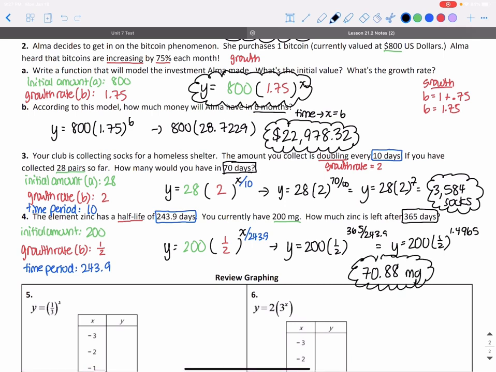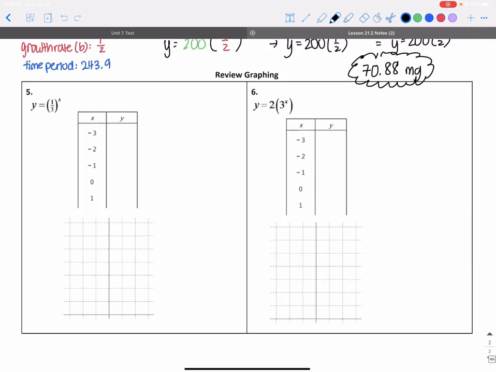And that's how much I'll have left of zinc, which makes sense because it's a little bit less than half. And 365 is a little bit more than 1 time period. We're just going to review graphing real quick.